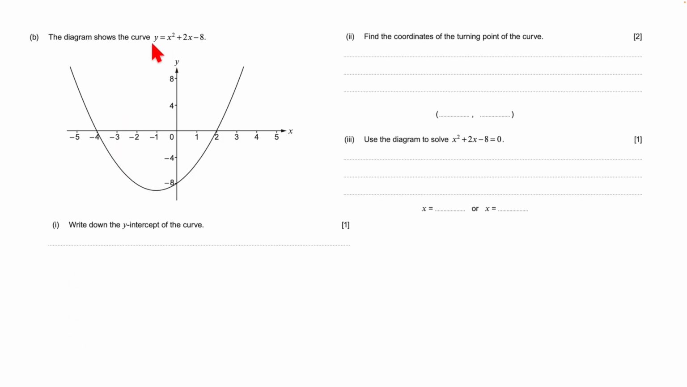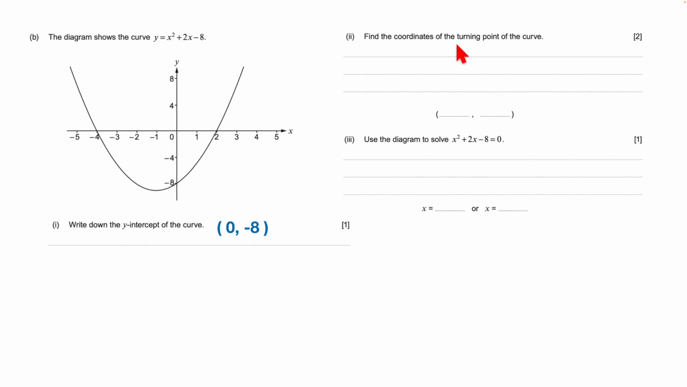The diagram shows x squared plus 2x minus 8 equals y. So there's the curve. Write down the y-intercept of the curve. Well, we can see actually it goes through minus 8. x is going to be 0 because we're on the y-axis. And if I put in 0 to this, x squared, that's 0, 2x, that's 0 because x is 0. So y is equal to minus 8. I think it's pretty clear that the answer is 0, minus 8. Remember, you're always going to have an x value of 0 because you're on the y-axis.